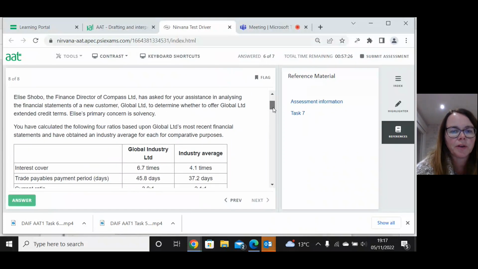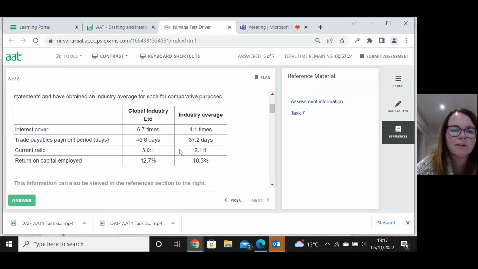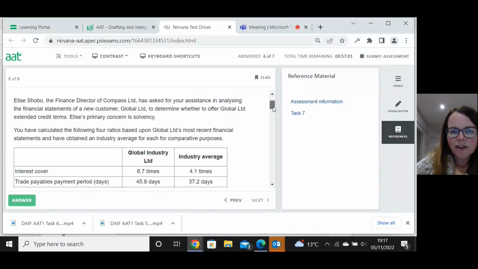Interpreting ratios. So you can expect to be given some comparison ratios. In this example, we are comparing this company, Global Industry, with an industry average. It could be a comparison of this year and last year. It could be a comparison of one company against another. It could even be a comparison of actual against budget. But you're going to have to be given something to compare.